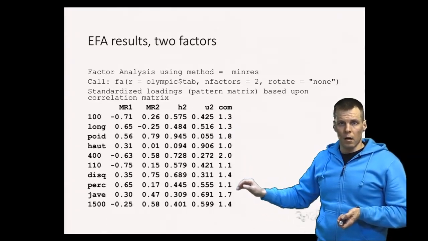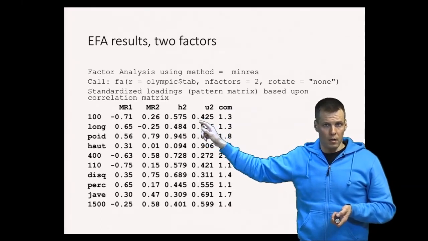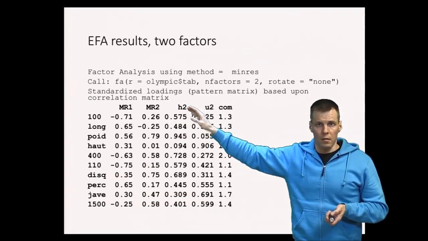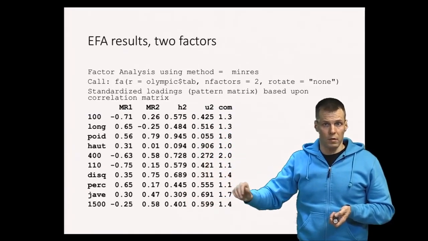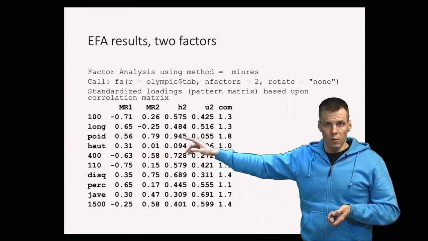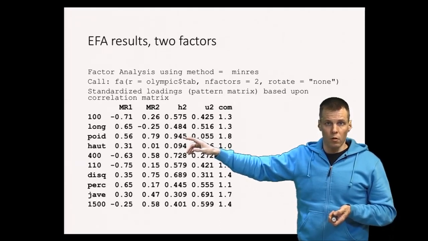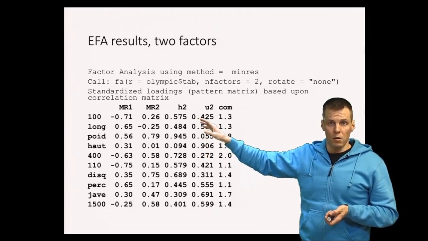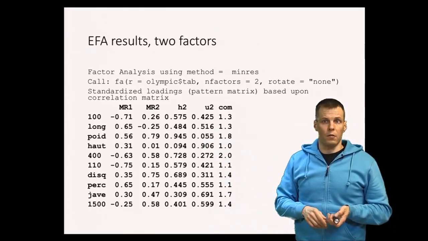Let's start with uniqueness and communality. Uniqueness and communality sum to 100% or 1. Communality first tells how much of the variation of this particular indicator the 2 factors explain. So for example, for shot put, the factors explain 94.5% of the variation, and only 0.5% remains unexplained. So the uniqueness is how much of the indicator remains unexplained by the factors.